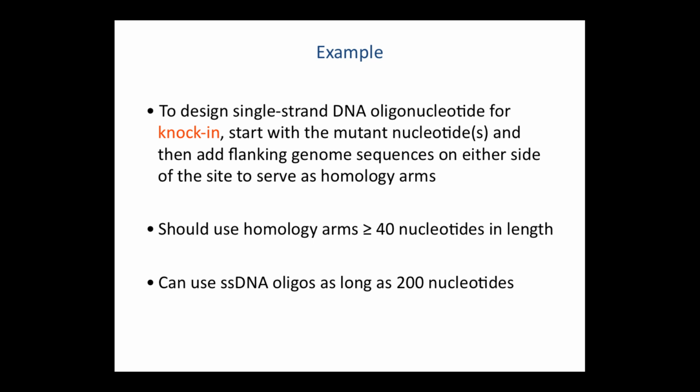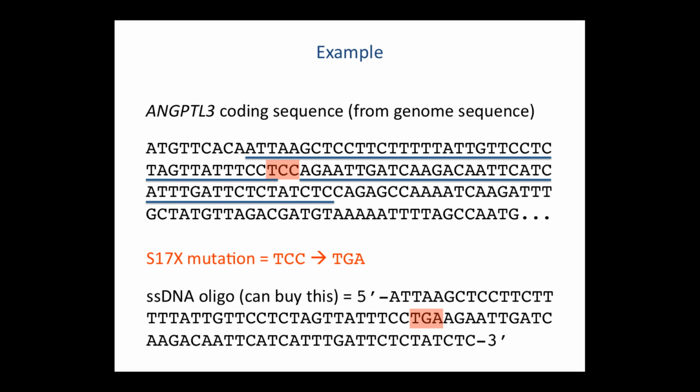To design the oligo repair template, you can simply take the desired mutation and flank it with at least 40 nucleotides of homology on both sides, taken directly from the genomic sequence. In this example, the dinucleotide S17X mutation is embedded in the middle of the single-strand DNA oligo, with 40 nucleotides of homology on either side. We can simply purchase this oligo from a vendor. In practice, we'd probably choose to use even longer regions of homology, as it's feasible to obtain oligos that are up to 200 nucleotides in length, and there's data to suggest that longer homology arms will increase the efficiency of homology-directed repair.